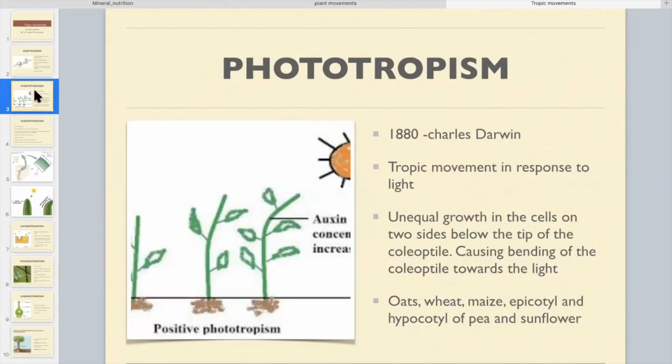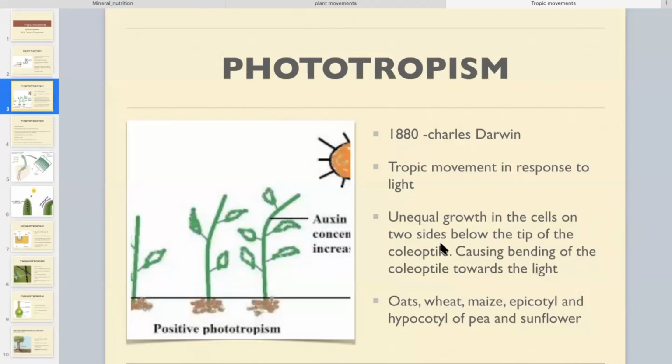The next tropic movement is phototropism. The stimulus is sunlight. This was discovered by Darwin in 1880. According to him, tropic movements are shown by plants in response to light, that is sunlight. Now there is unequal growth in the cells. Actually, what is happening? Unequal growth in the cells on the two sides.